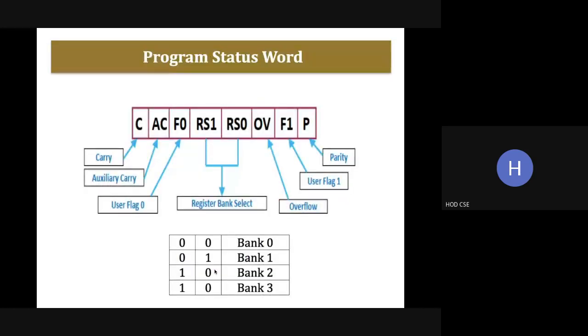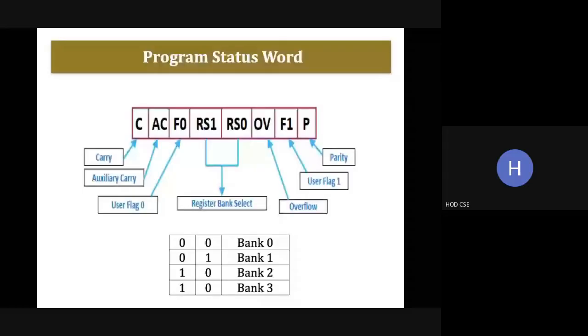So this is the structure of the program status word. Here C refers to the carry bit. When we add two 8-bit data, we can get a carry as the 9th bit, and if there is a carry, this bit will be set to 1. The next one is the auxiliary carry, which is used for BCD operations: if the number is greater than 9, we have to add 6 to it. F0 is a user-defined flag.